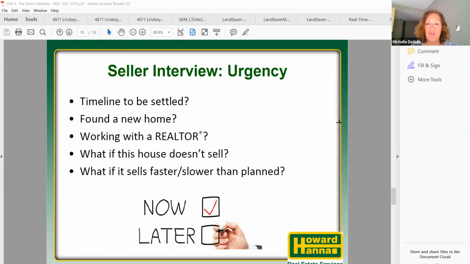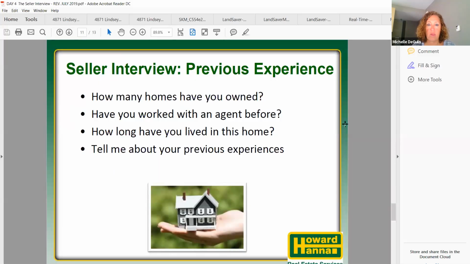What if they don't have a house to go to and they put their house on and it goes into multiple offers right away? What are they going to do if they get that offer day one? Are they prepared for that? So have that conversation with them during the seller interview. This is important because right now we're learning about them, but we're also counseling them as to what can happen in a real estate transaction. So it's really important to ask that and find out their urgency and what their plans are.